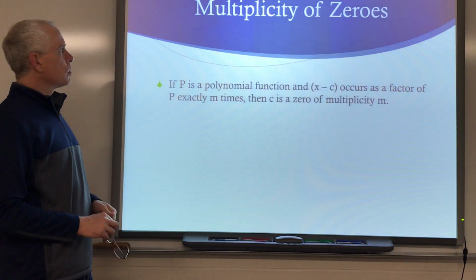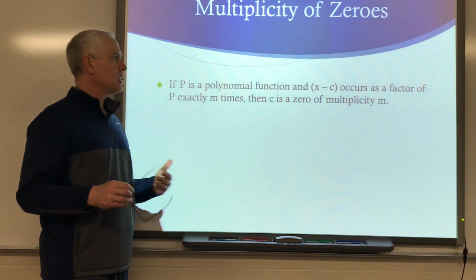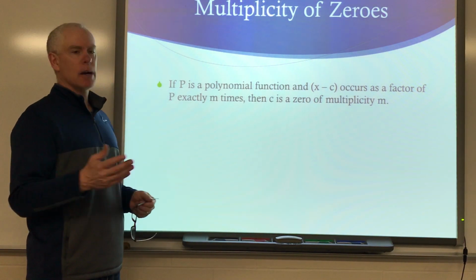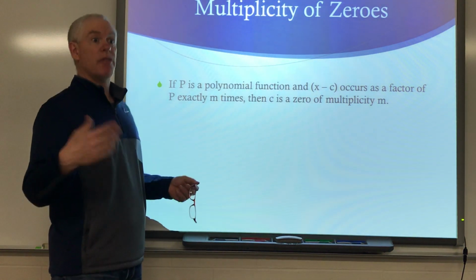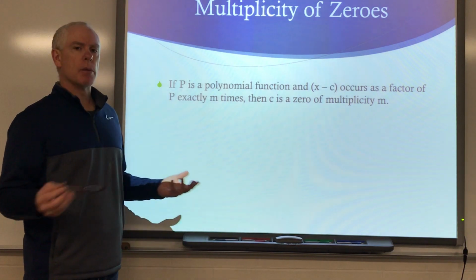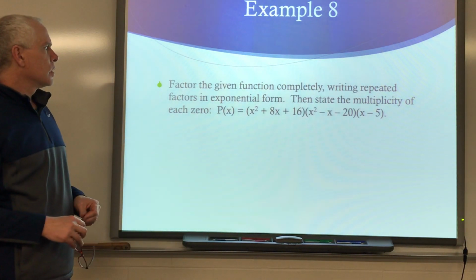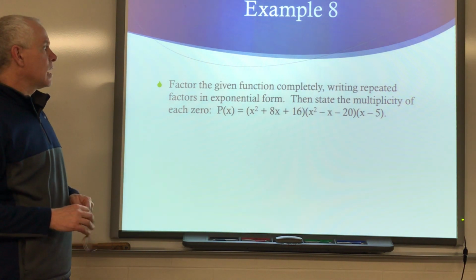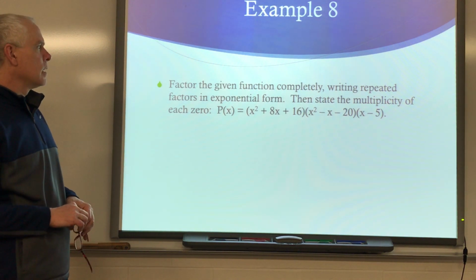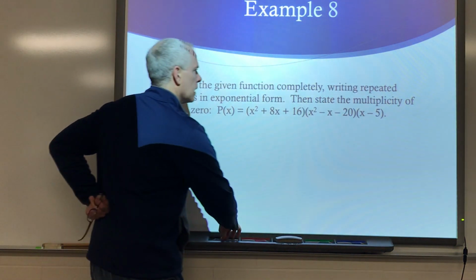Multiplicity of zeros, we already saw this a little bit. If p is a polynomial function and x minus c occurs as a factor of p exactly m times, so x minus c to the 5th, then c has zeros of multiplicity m, so that would have been multiplicity 5. Factor the given function completely, writing repeated factors in exponential form, and I'll show you what I mean by that. Then state the multiplicity of each zero. So let's factor if we can.